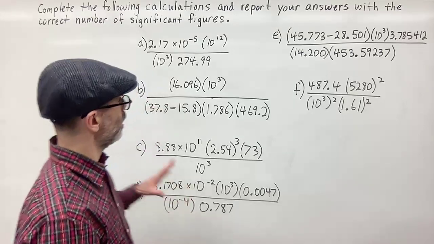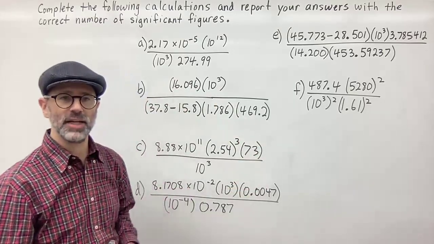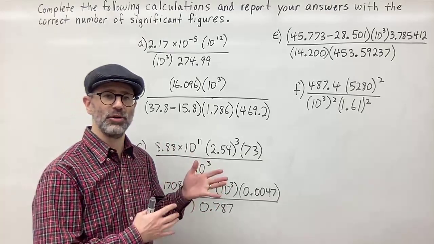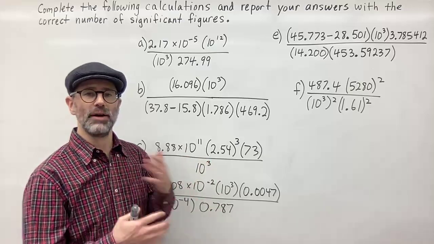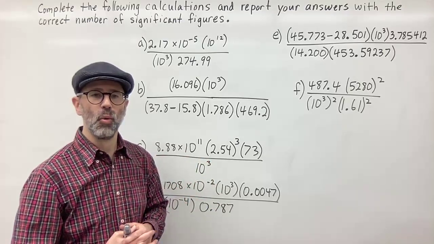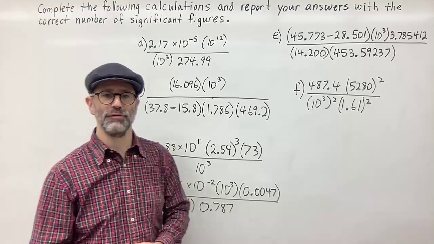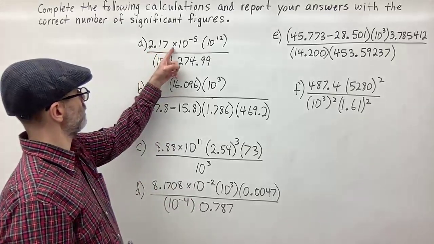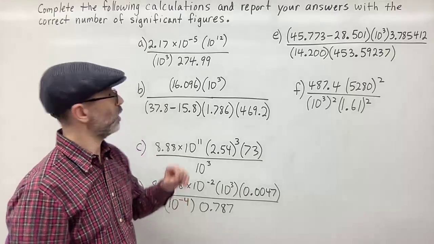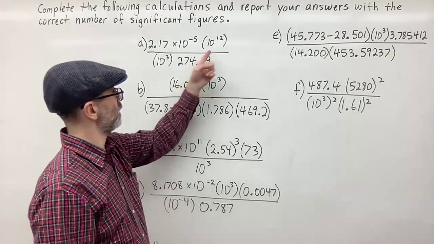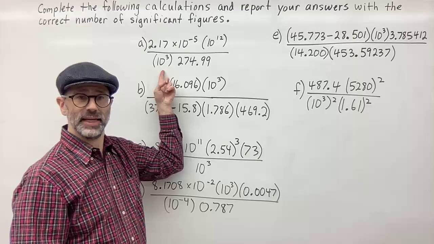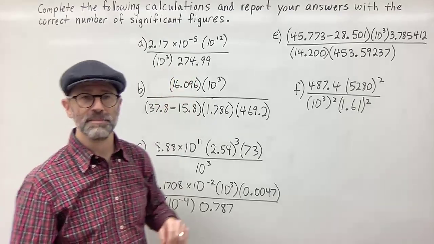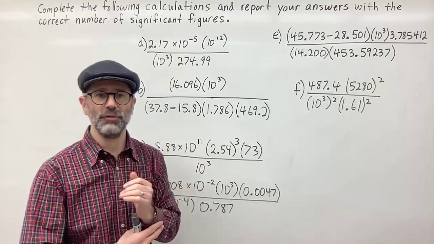So here we have a few problems where they give us some numbers in scientific notation and in standard notation, and they want us to do the calculation and then figure out what number of significant figures our answer should finally be in. So if we look at A, they give us 2.17 times 10 to the negative 5, and we're going to multiply that by 10 to the negative 12, divided by 10 to the third, and then divide by 274.99. Now, you can use a calculator for this.